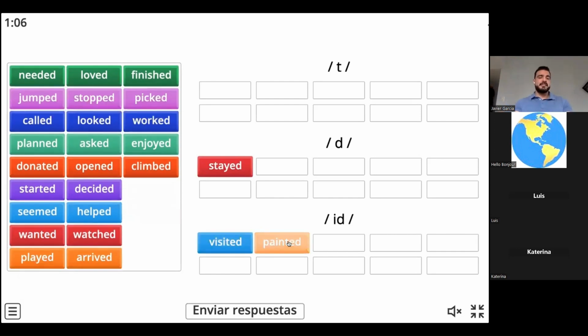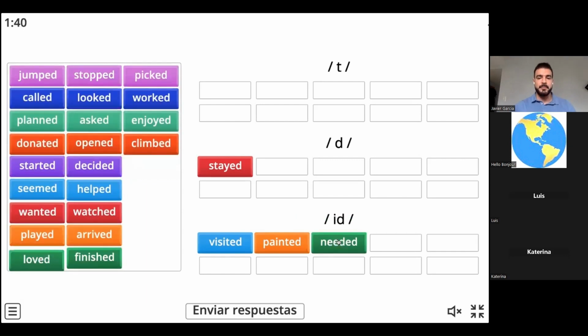Okay, so remember, if it has the sound of the D letter and the T letter, we're going to pronounce it as an ID. Correct. Visited, painted. Okay. Now let's go with this one. Needed. It has a D at the end. Where do I put it, Caterina? Needed. In the ID. What did I say? Please listen to me. If the letter is a D or if the letter is a T sound, we are going to put it in the ID.